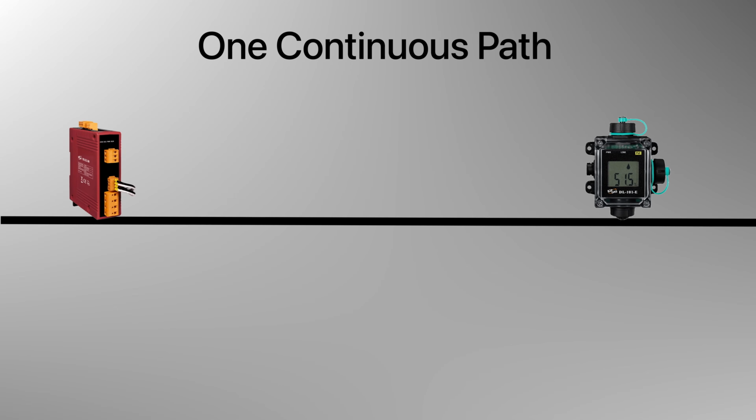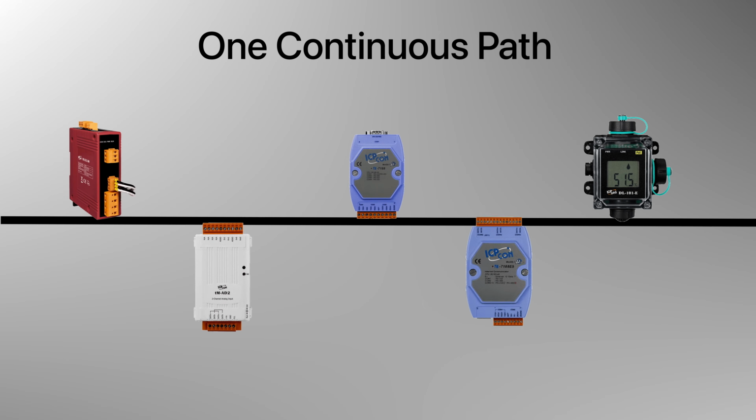A single line wiring layout is just one continuous cable path that runs past devices, with devices connected along that same path. So if your system needs longer distance, better noise resistance, and multiple devices on one serial network, RS-485 is often the right foundation.